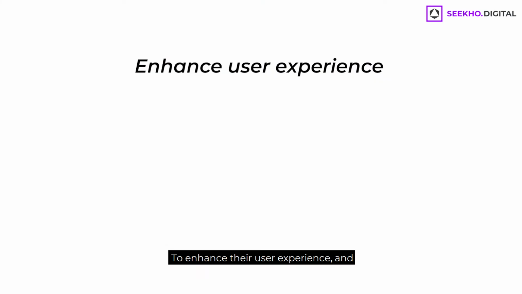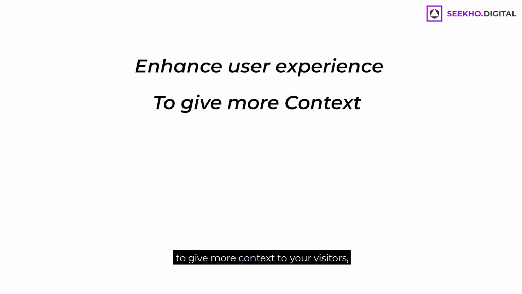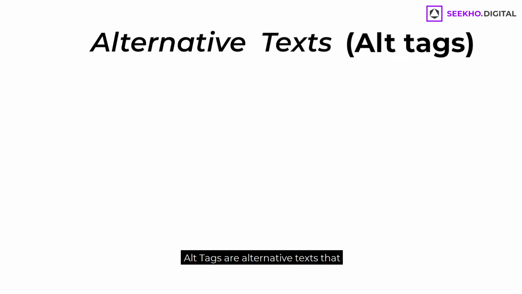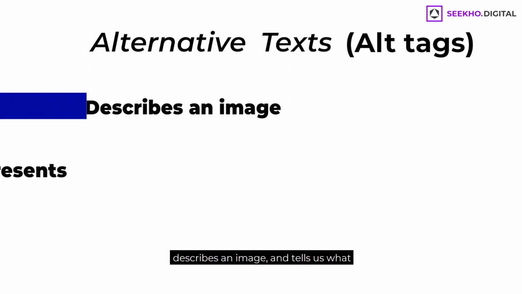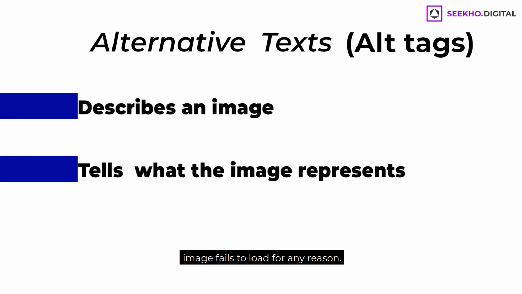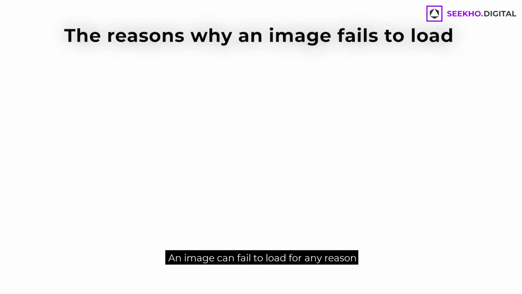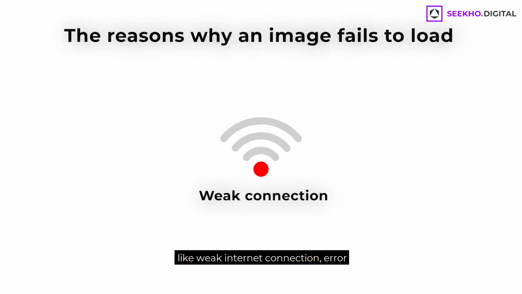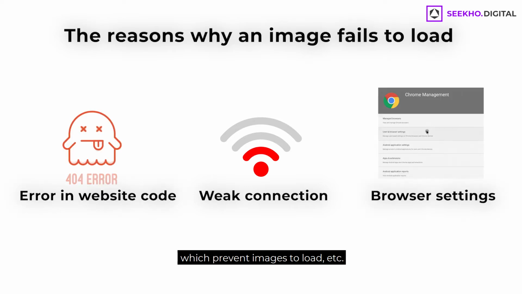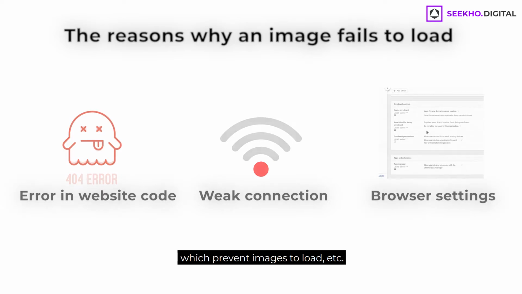To enhance their user experience, and to give more context to your visitors, we use alt tags, or alternative text. Alt tags are alternative texts that describe an image, and tell us what the image represents, in case the image fails to load for any reason. An image can fail to load for reasons like weak internet connection, error in the website code, browser settings which prevent images from loading, etc.